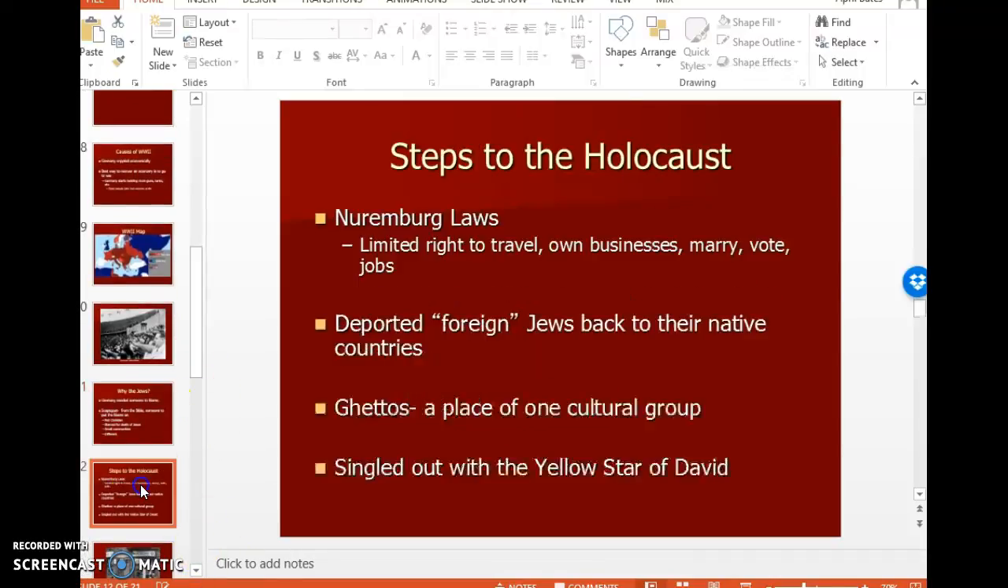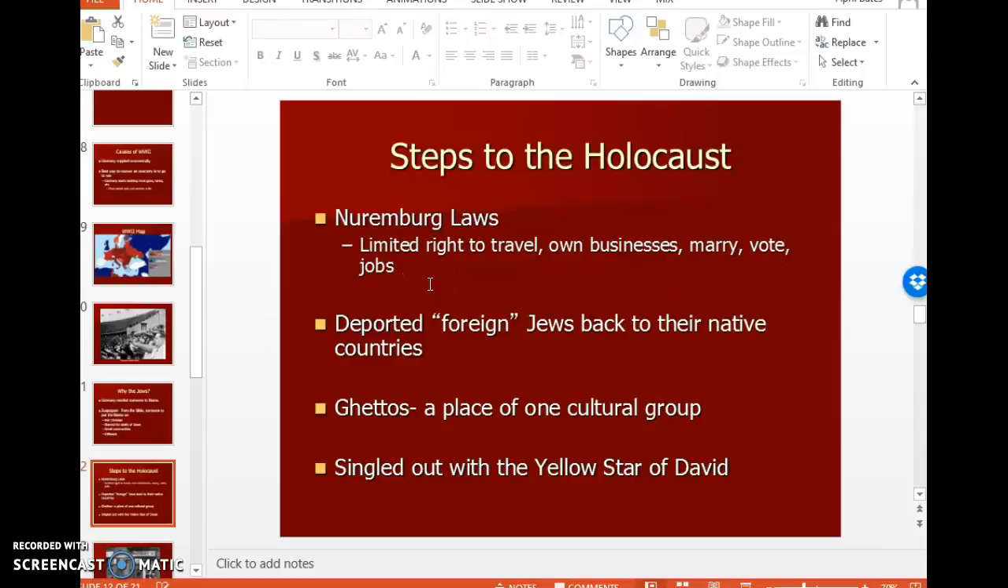Once Hitler got everybody on board with saying that the Jews were at fault, he and the rest of the German government started passing laws to again contain them and then eventually to get rid of them. And by get rid of them, I mean permanently get rid of them, to kill off all the Jews. One of the first things that Hitler did was start what was called the Nuremberg Laws. These limited the Jews' right to travel, to own businesses, to marry, to vote, or to have certain jobs.